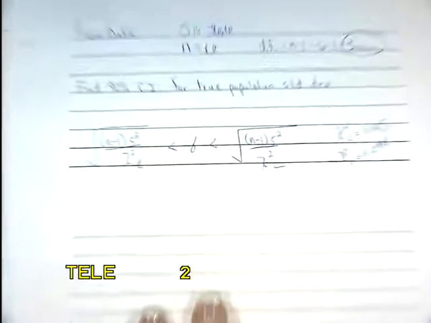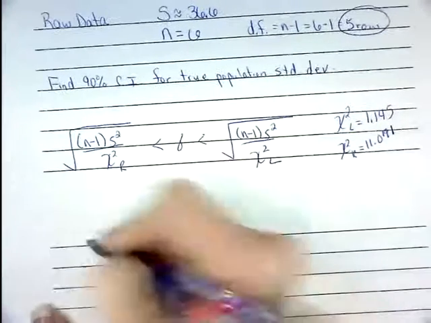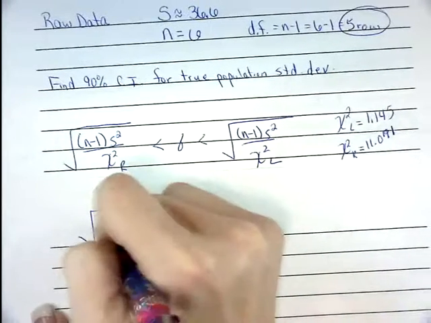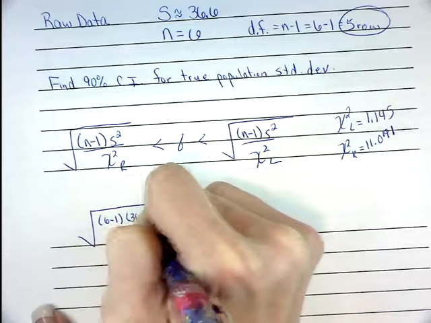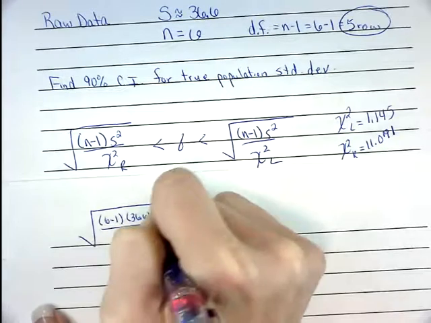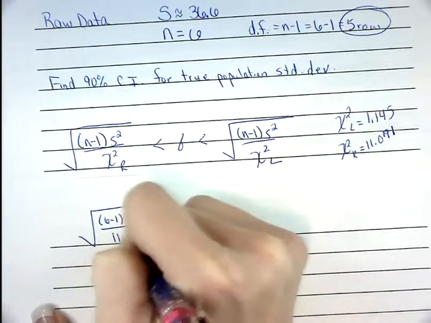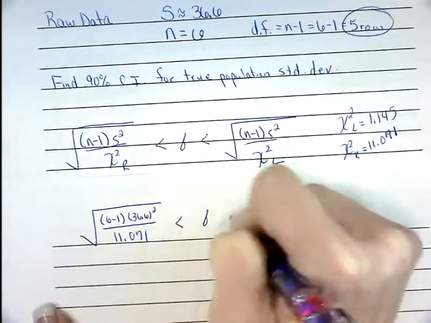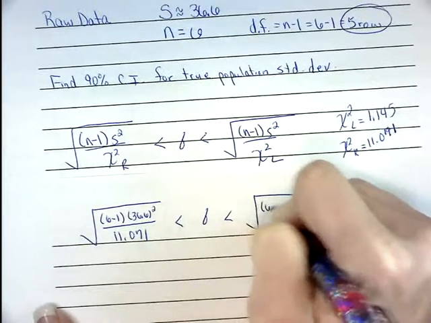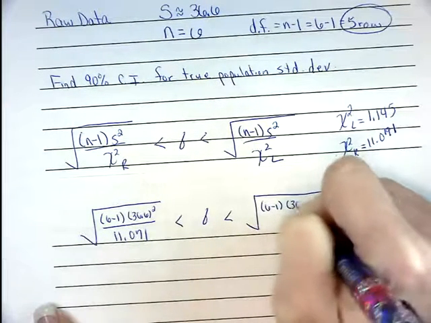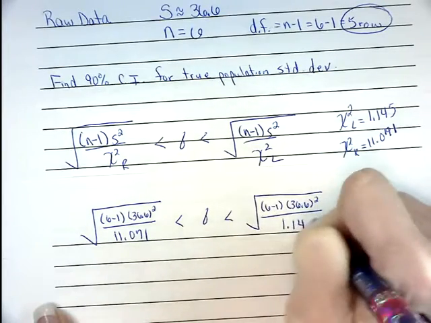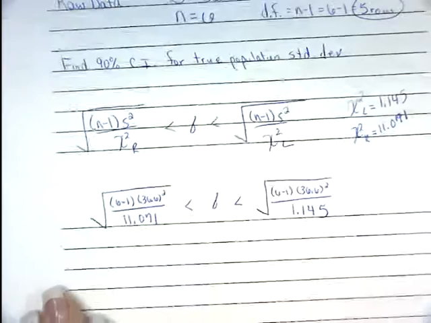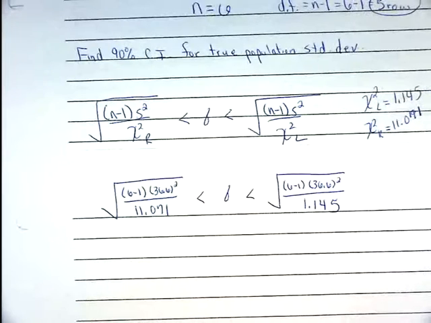Here's the formula. This is going to be the square root of 6 minus 1 times 36.6 quantity squared, S squared, divided by 11.071. Square root of 6 minus 1 times 36.6 quantity squared divided by 1.145. And I'll show you how to receive both of those numbers. Let's work with the lower number first.